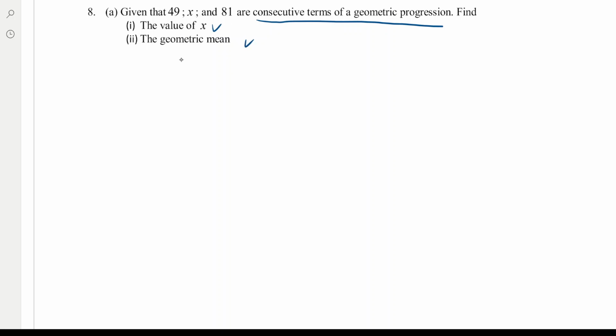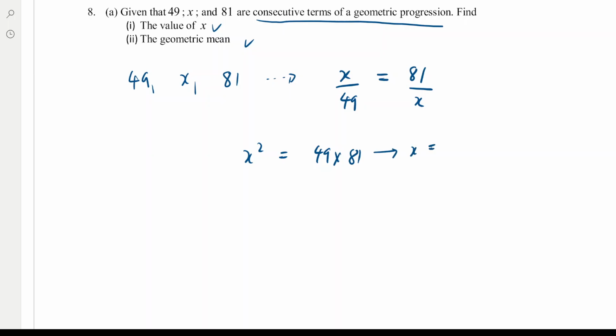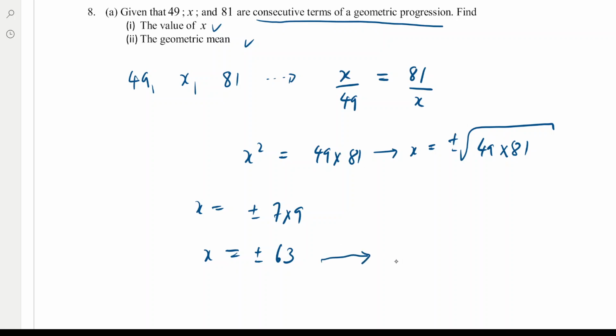So because these are the consecutive terms of a geometric progression, the terms 49, x, 81, the ratio of consecutive terms is constant. So x over 49 is expected to be the same as 81 over x. So x squared will be 49 times 81, and eventually we get x is plus or minus the square root of 49 times 81. So what will be the whole of x? The whole of x will be plus or minus 7 times 9. x will be plus or minus 63. And because we can see that these numbers are positive numbers, we can select only the positive value here, and we can say that x is going to be 63, dear students.